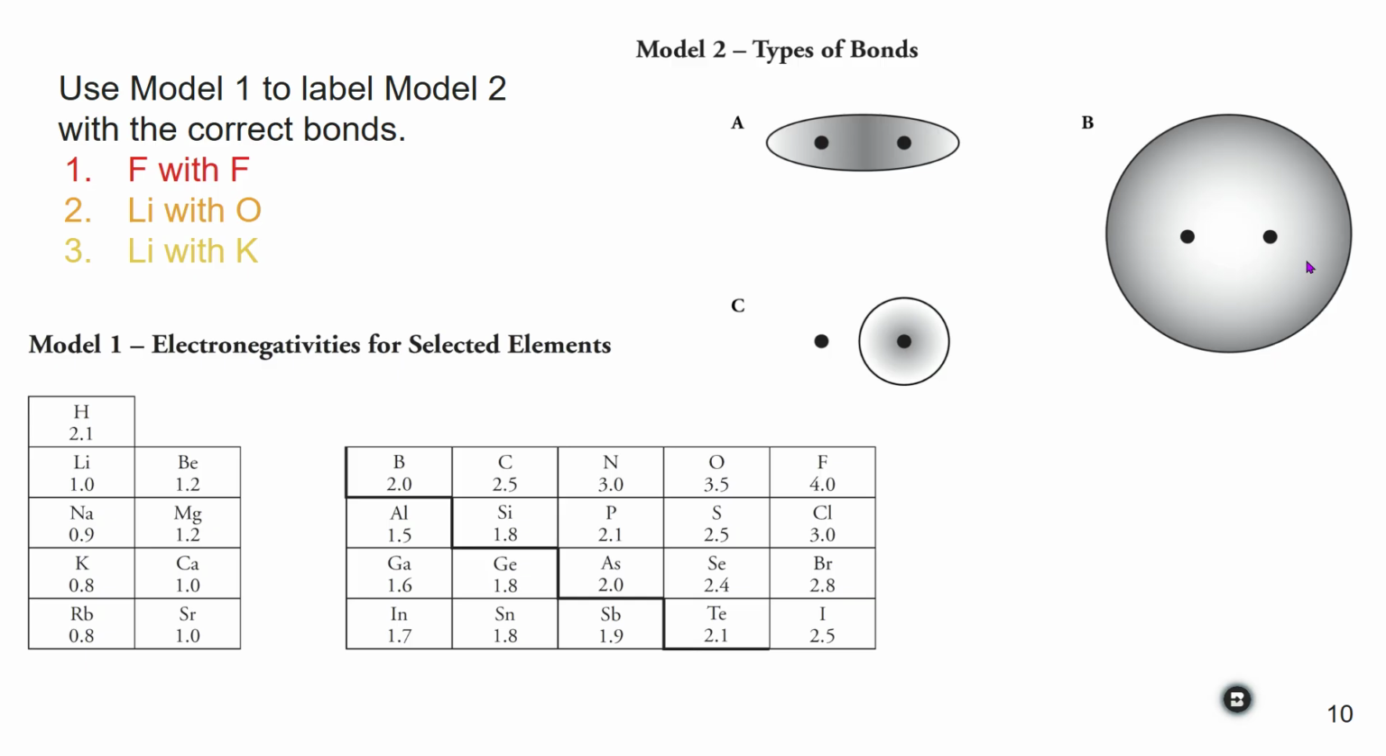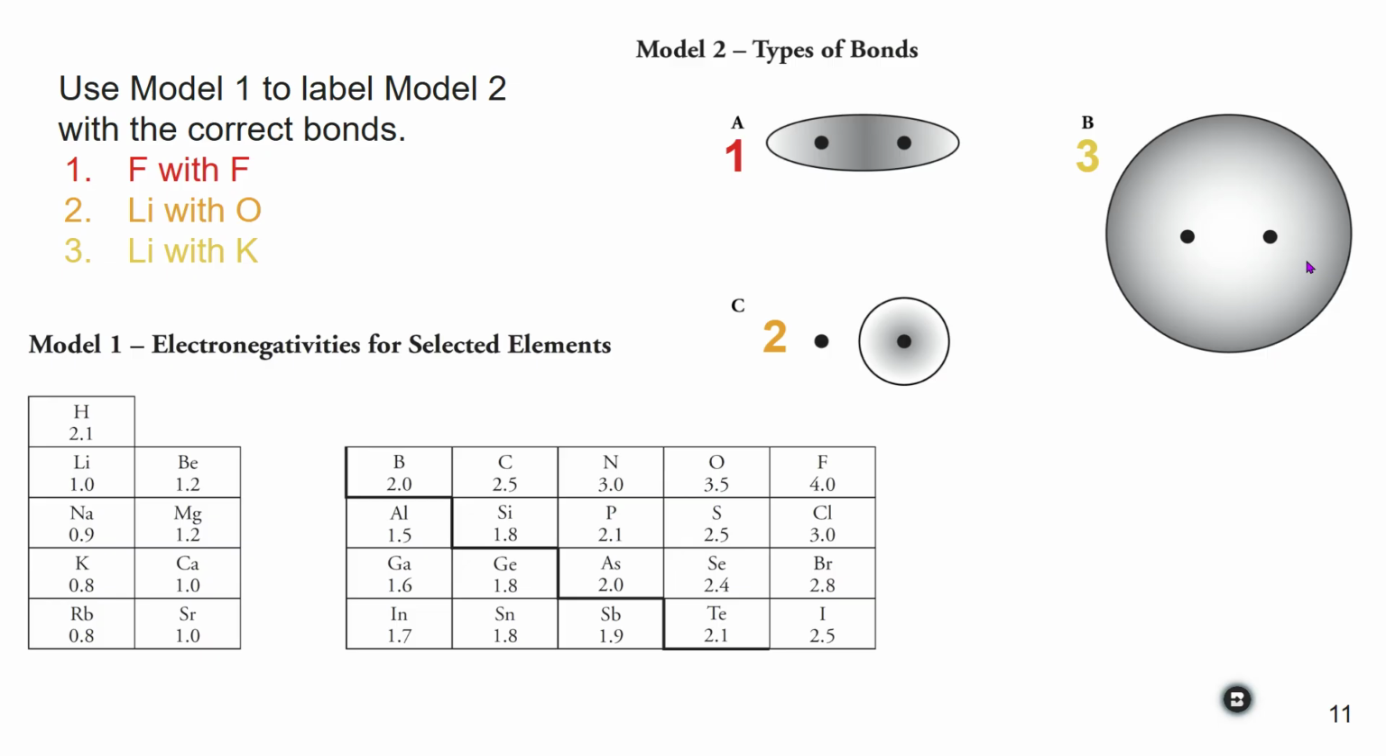Now let's use model 1, which is our electronegativities for selected elements, and model 2. You'll see that I've given you 3 different pairings. Number 1 is fluorine and fluorine, 2, lithium and oxygen, 3, lithium with potassium. So using what you can see on the electronegativities, try to match up these 3 bonding pairings with the correct models that you see in the pictures. So you would write a number 1 next to A, B, or C, and 2 and 3 in the same way. Pause the video and do that now.